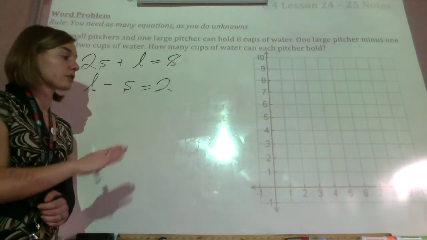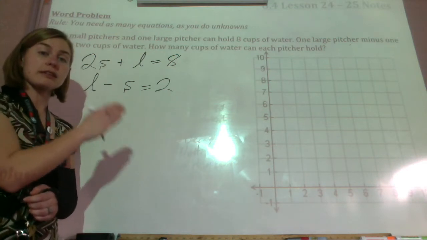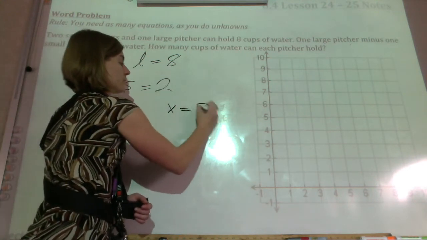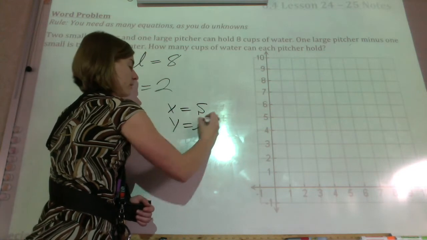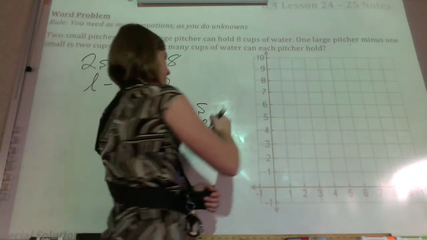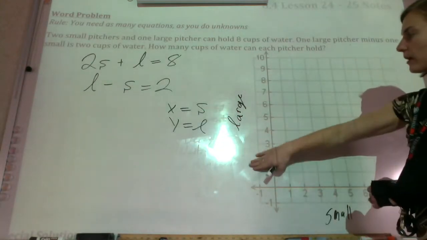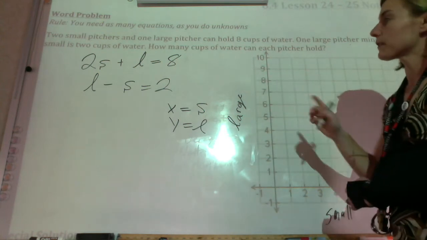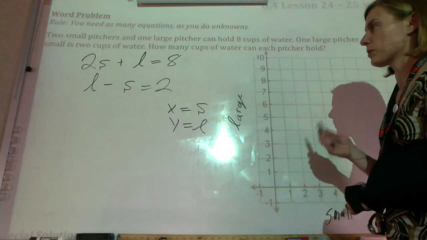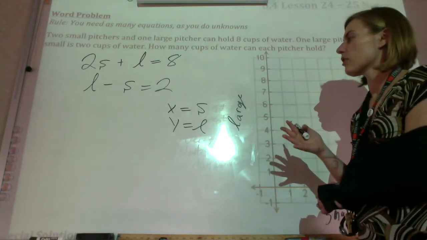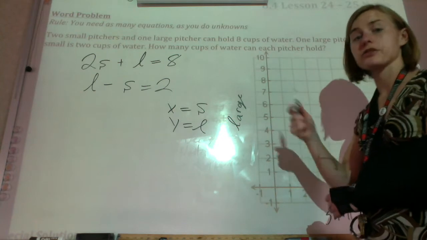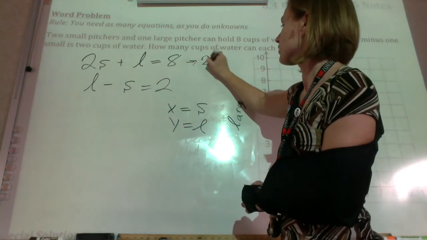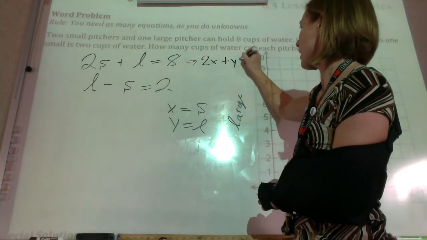It really won't matter as long as you recognize when it comes time to look at the solution which one's going to be which. So maybe my X will be the small one and my Y will be the large one. So let's put that on here. So my Y is the large pitcher and my X is the small pitcher. So the first equation, 2S plus L equals 8. It might be a little hard for me to think about that now in terms of graphing, so I want to rewrite that with my X and Y. So this we can think of as 2X plus Y equals 8.